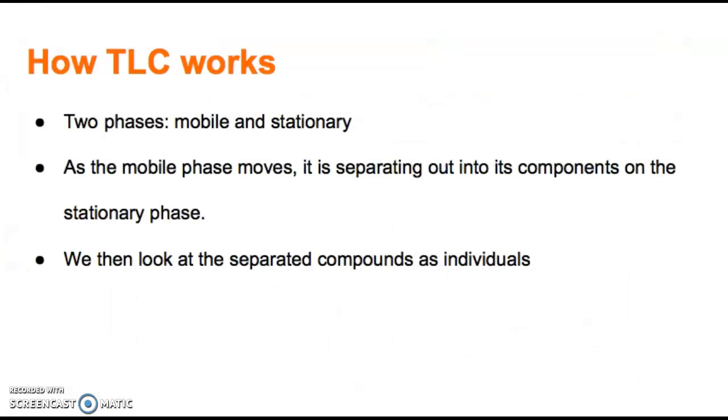So how TLC works. There are two phases, mobile and stationary. Mobile is the moving substance, and the stationary phase does not move. Compounds that are more polar will wander lower on the plate because they have more traction to that stationary material, and this is what separates the different compounds.